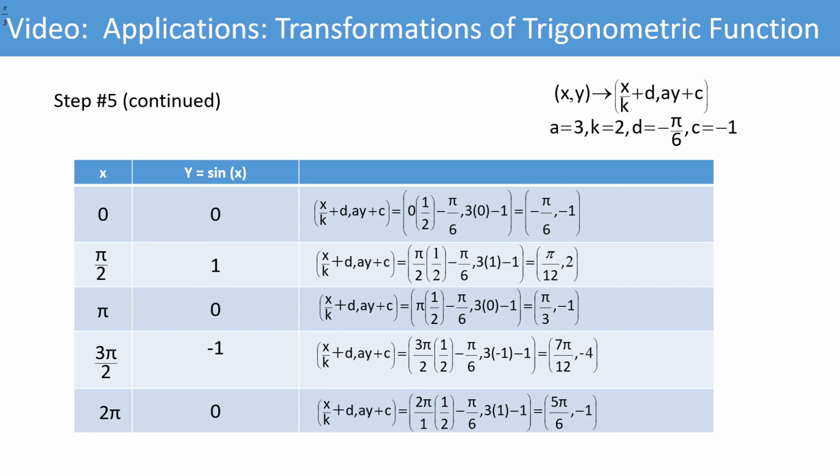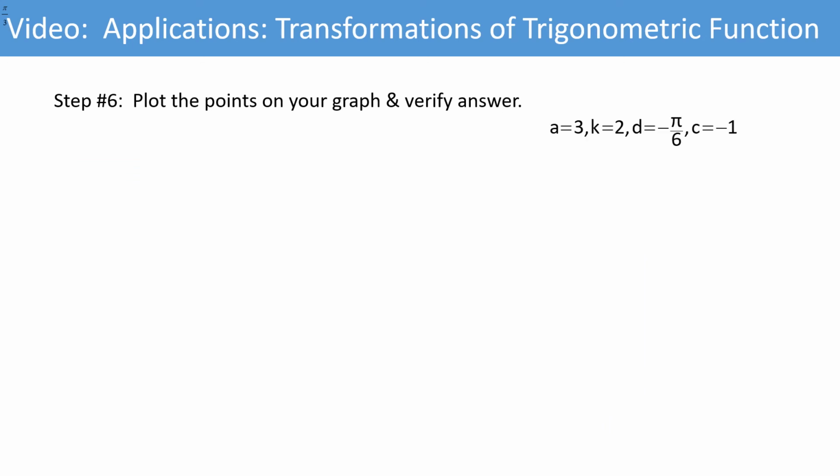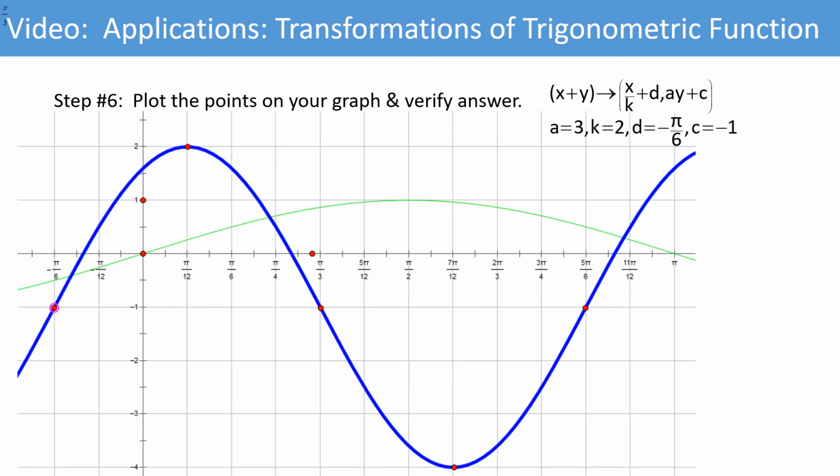Now, let's see if we're right. Plot your points on your graph and verify your answer. So I've drawn my graph, and let's review the points. The starting point is (-π/6, -1), correct? The maximum point, (π/12, 2), correct? (π/3, -1), correct? (7π/12, -4), correct? (5π/6, -1), correct.